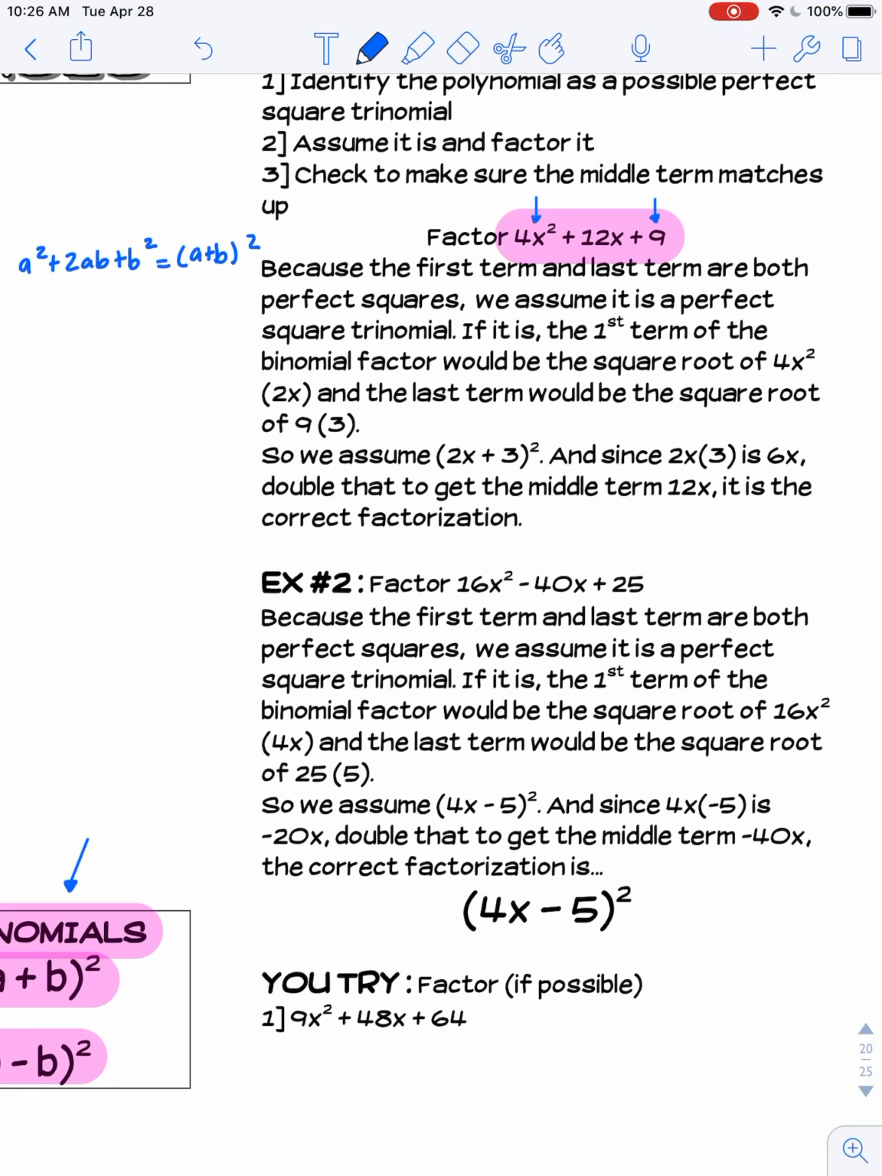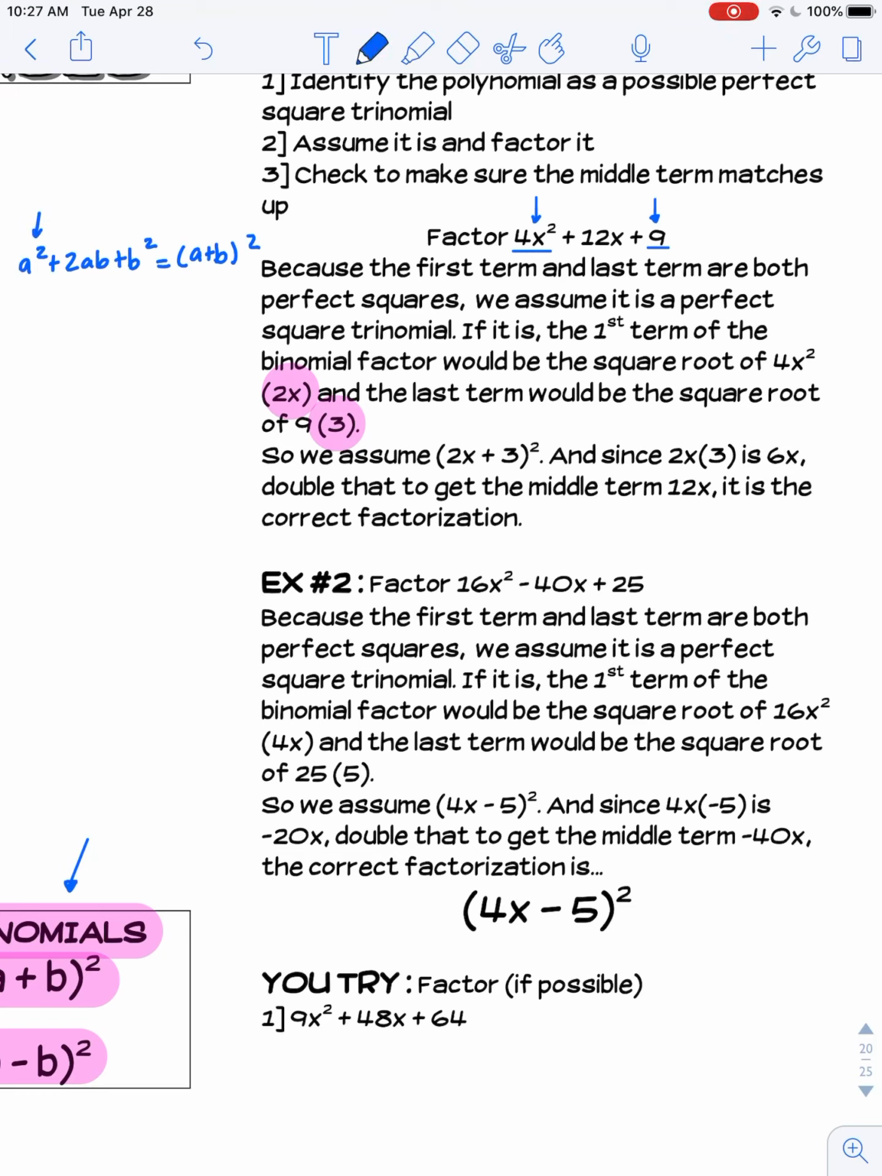So if it is, the first term of the binomial factor will be the square root of 4x squared. So the square root of 4x squared is going to be 2x. And the square root of the last term, 9, is going to be 3.